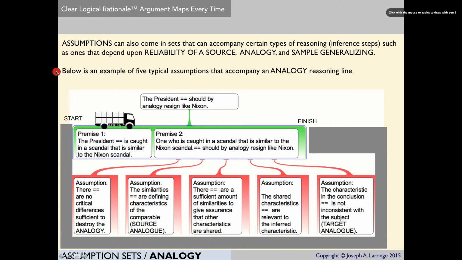Now we move on. Here, this is an example of 5 typical assumptions that accompany an analogy reasoning line. And I'm not going to read these again here. You can read them at your leisure. But the point is that when you have a premise like this that relies on the use of analogy, these are 5 typical assumptions that typically accompany that.